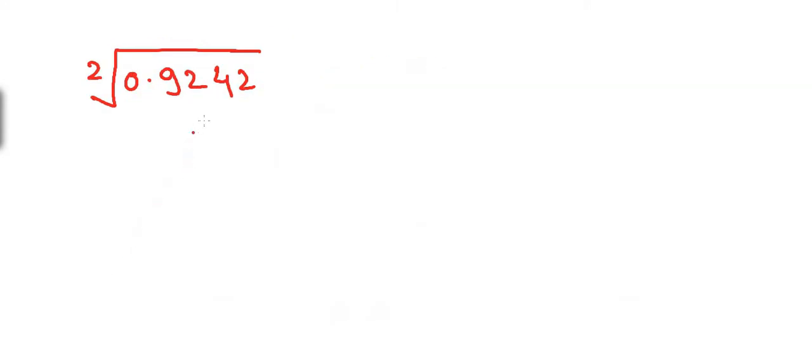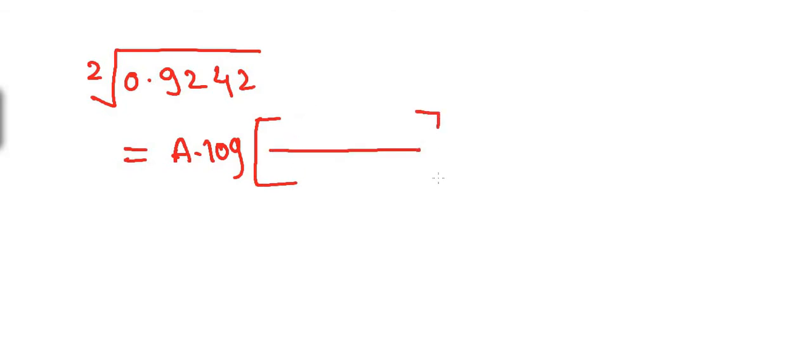Find the square root of 0.9242. This is equal to anti-log of 0.9242 divided by 2. Now 0.9242 is less than 1, and therefore to find the characteristic, count the number of zeros between decimal and the first non-zero. There is no 0 between decimal and 9. Add 1 to it, 0 plus 1 is 1, make it negative, so the characteristic is bar 1. We'll find the mantissa, and since we are calculating square root, divide it by 2.